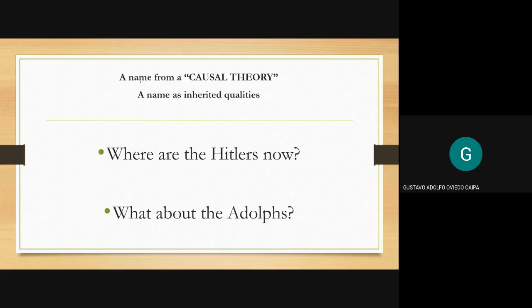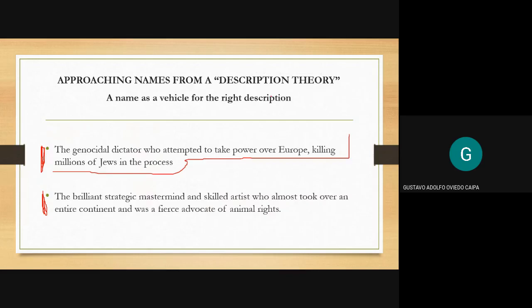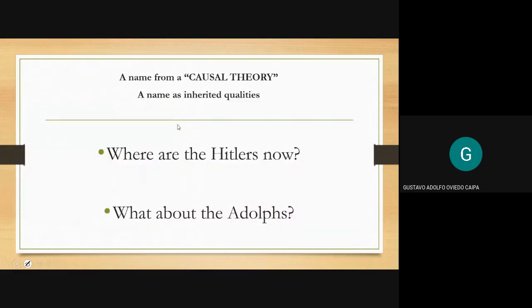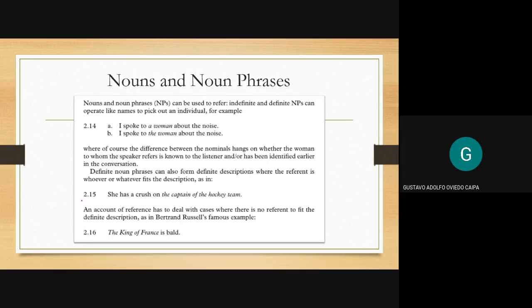So that's basically a name from a causal theory, all right? So we already saw the two sides. It's not that important, but at least you have a better understanding now of those two sides: the description theory and the causal theory. All right. Any questions? So I'm gonna move the slide right now. But if you have any questions, feel free to write them in the chat section.